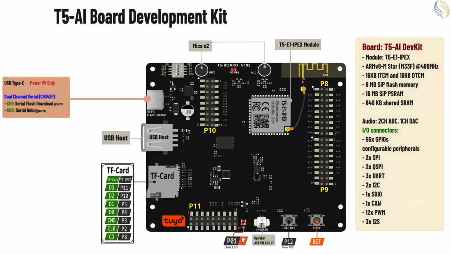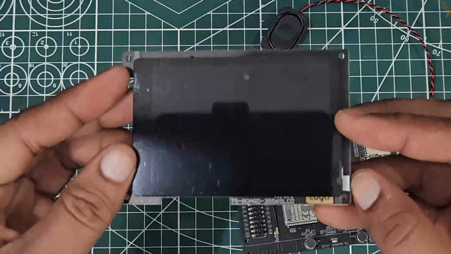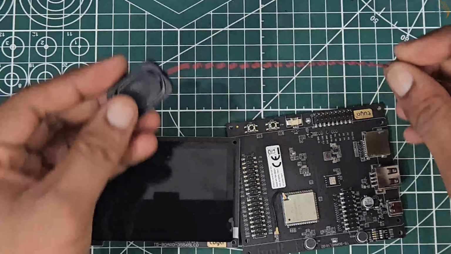is essential. In addition to that, the board offers a wide range of GPIO pins and standard interfaces such as SPI, I2C, UART, SDIO, CAN, PWM, and I2S. This allows you to connect sensors, displays, storage devices, cameras, and many other peripherals to build complete and advanced embedded systems. Along with the board, the 3.5-inch LCD touchscreen display can be mounted directly on top.